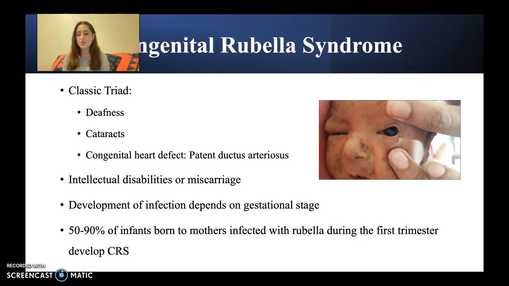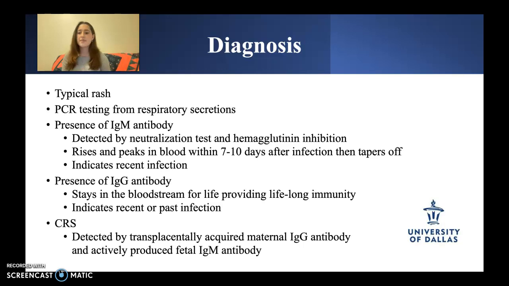For the second trimester, this risk is going to drop down just a little bit to 30 to 35%. By the third trimester, this risk doesn't decrease completely, but it decreases down to 10%. And so 50 to 90% of infants born to mothers infected with rubella during the first trimester are going to develop CRS.